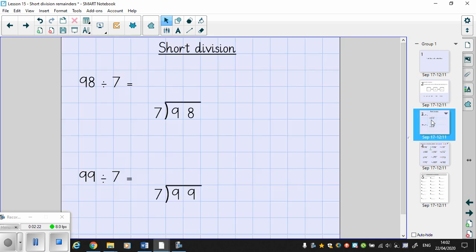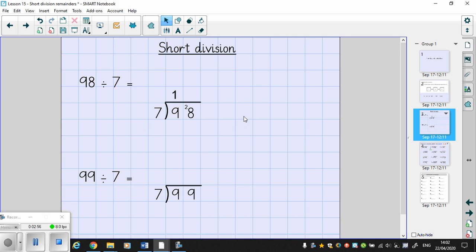Now, if we remind ourselves of what we were doing yesterday when we were doing some guzzlings. So if we're doing 98 divided by 7, we've got 9 sweets on the table. How many times can we take 7 sweets away? Well, we can take 7 sweets away once. So let's put our 1 in there. And if we had 9 sweets to start with, and we took 7 sweets away, we're left with 2 sweets. And let's make that 2 smaller because that's got to go into the next box alongside the 8.